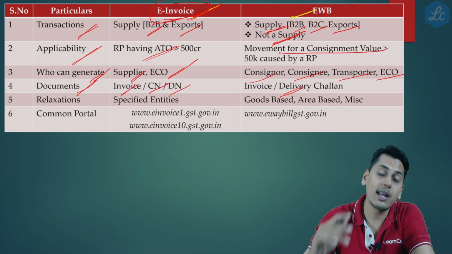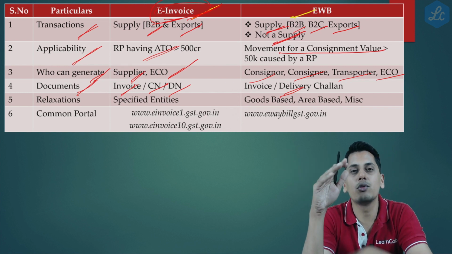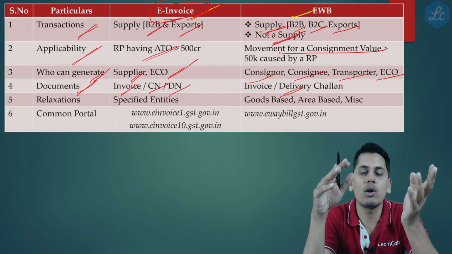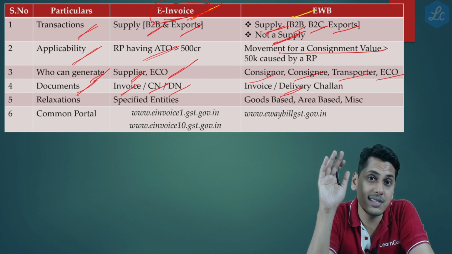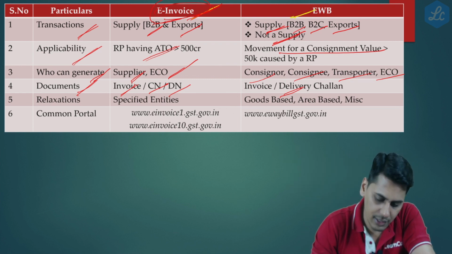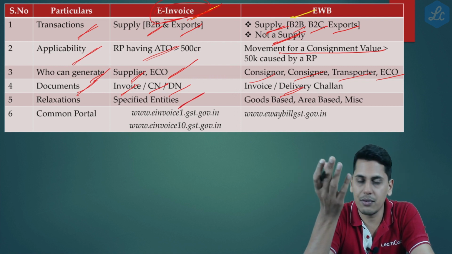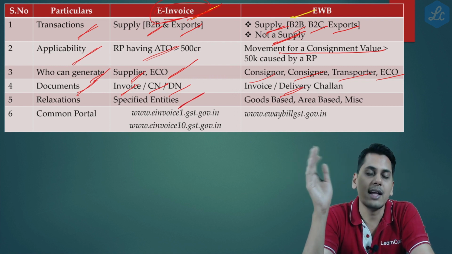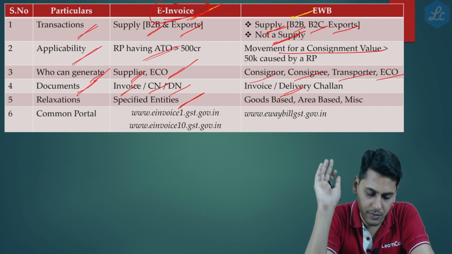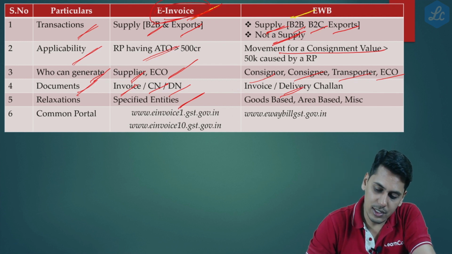E-way bill, the documents covered are invoice and delivery challan. If the movement of goods is for supply, it is covered by invoice. If the movement of goods is for reasons other than supply, it is covered by delivery challan. Are there any relaxations? Yes, for specified entities, as we have seen, Special Economic Zone unit and those specified suppliers. Is there any relaxation for e-way bill?